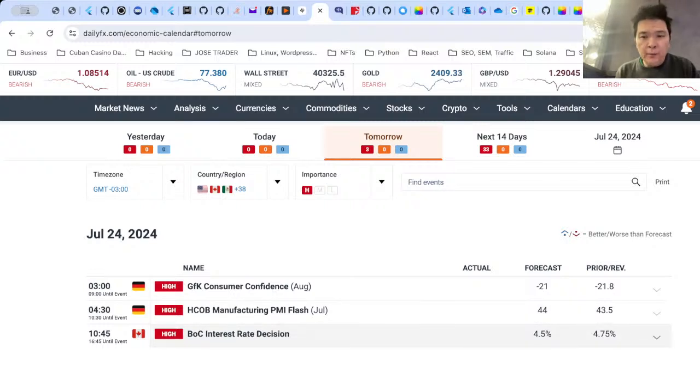So probably, of course we are never sure, but probably it's going to follow the forecast and there will be a cut. And once there is a cut on the interest rate, we expect the Canadian dollar to devaluate, and that is going to be beneficial to our position because we are on a buy position on the USD-CAD pair. So if the CAD devaluates, the USD-CAD pair is going to increase in value, and that's what we expect.